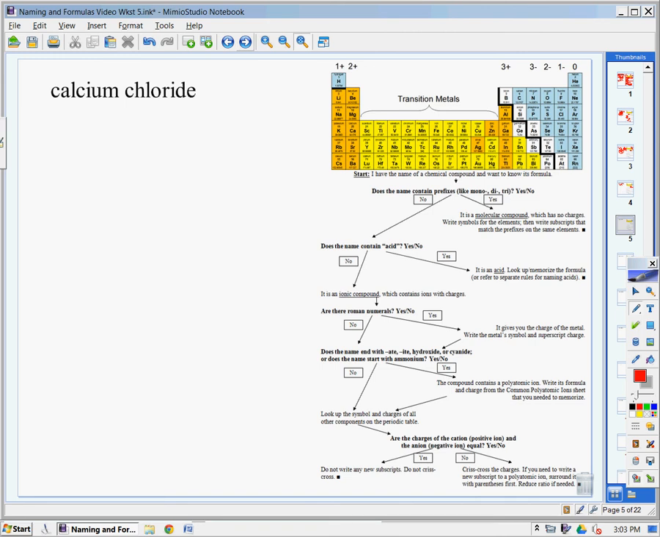Let's move on to number 10, calcium chloride. Any prefixes? No. Any acid? No. Are there Roman numerals? No. Does the name end with ate, ite, hydroxide, or cyanide, or does the name start with ammonium? No. So all you've got to do, it's a really simple thing, look up names and charges. Ca2+, Cl-. Again, I just look up Ca and Cl, and then put the charges down.